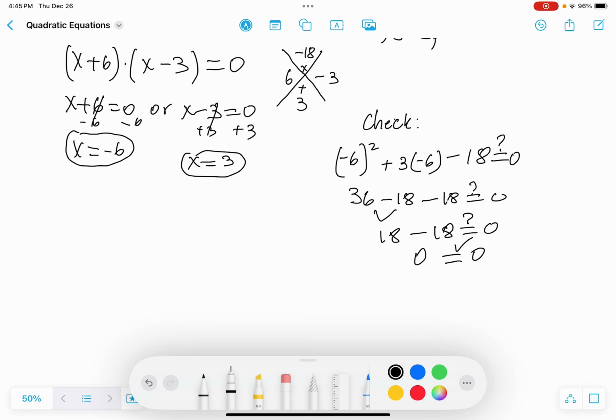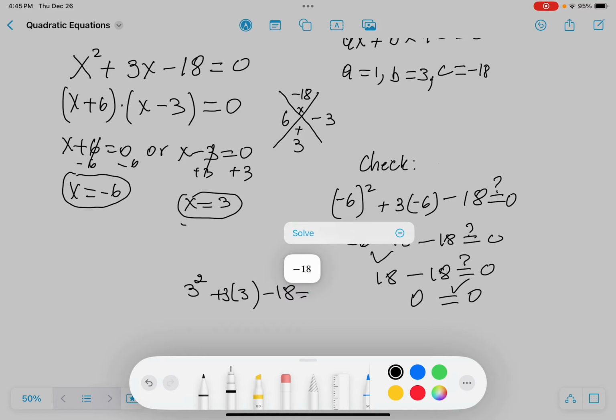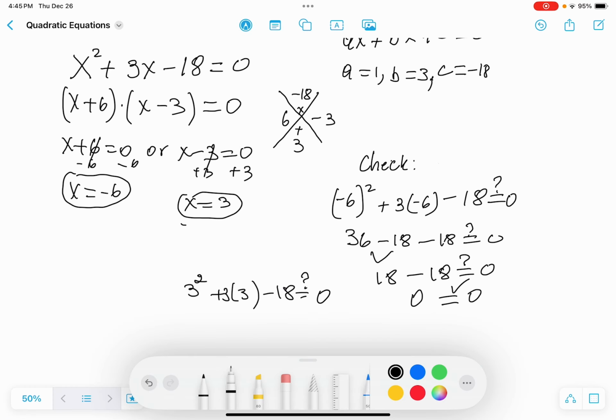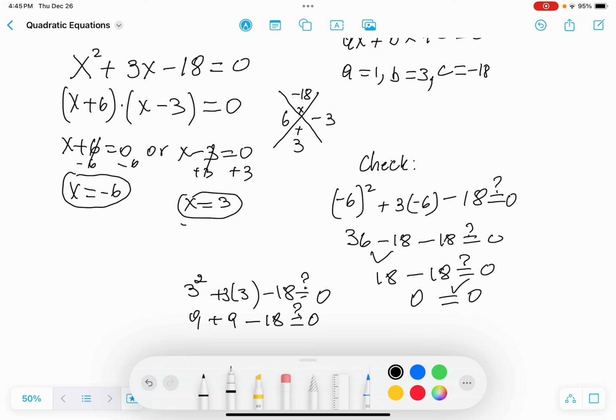Is that a solution for the equation? Now instead of x, I'm going to substitute positive 3. So now we have 3 to the second power. This time I don't need parentheses, but if you want, you can put them. Plus 3 times x, which is 3, minus 18, that has to be equal to 0. I'm putting a question mark here. 3 squared is 9, plus 3 times 3 is 9 again, minus 18. Is that equal to 0? I pretend I don't know, so I'm putting a question mark.